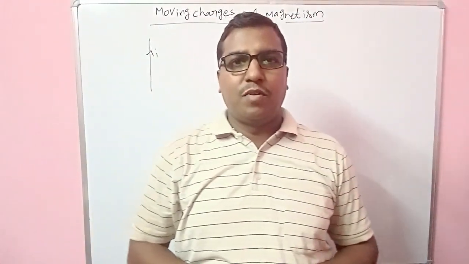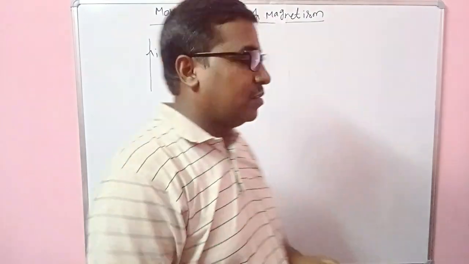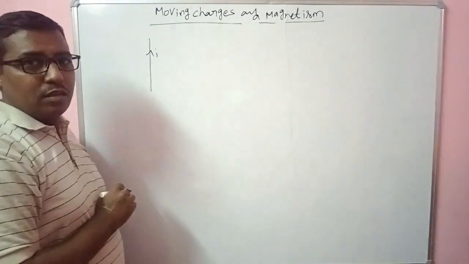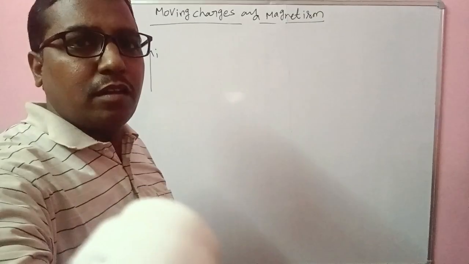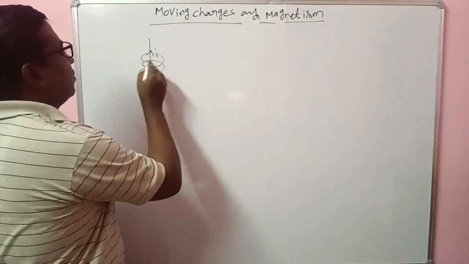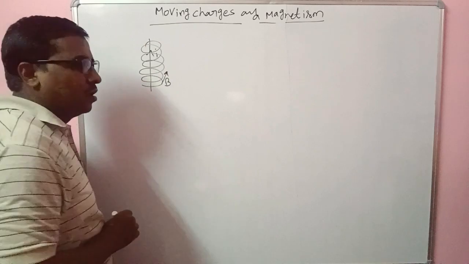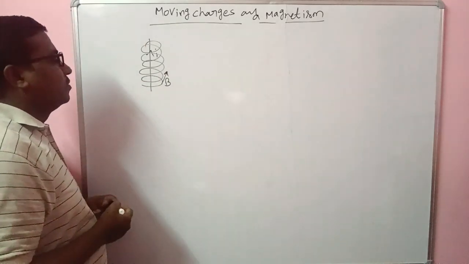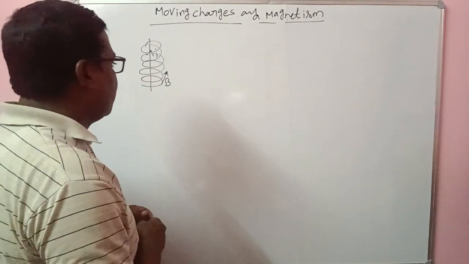Students, today we discuss the basic concept of moving charges and magnetism. Whenever current flows through a conductor, a magnetic field is developed around this current carrying conductor. This magnetic field is always perpendicular to the plane, and the direction of the magnetic field is represented by the right hand thumb rule.